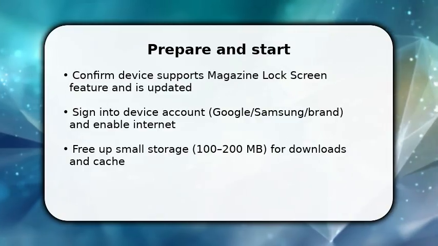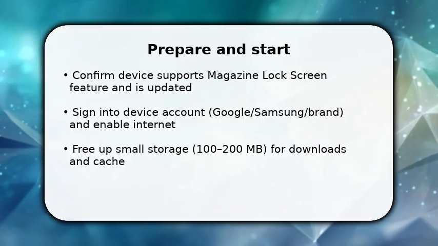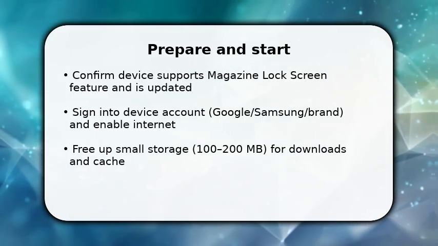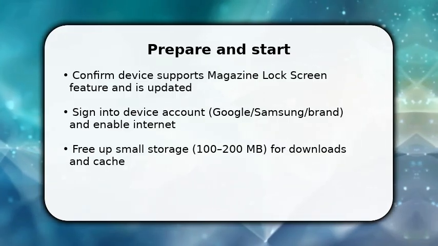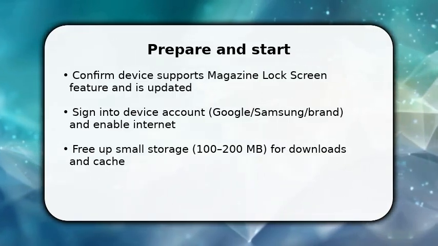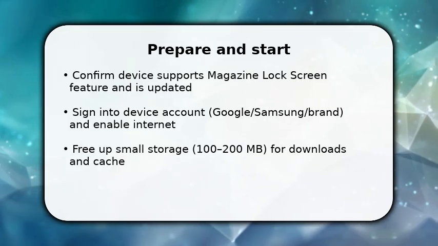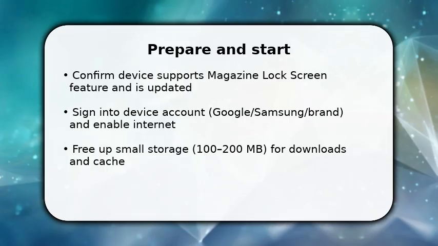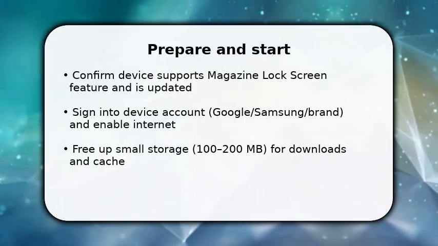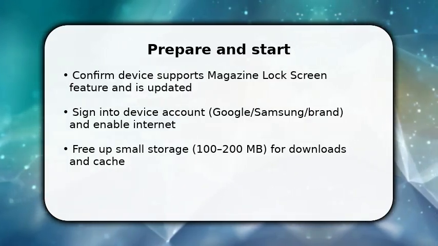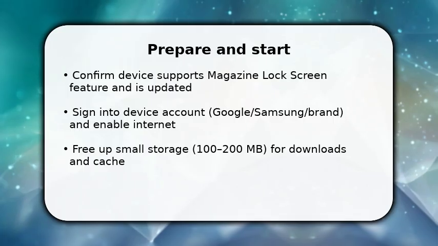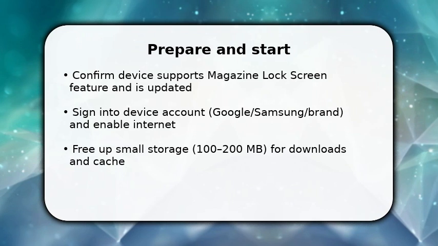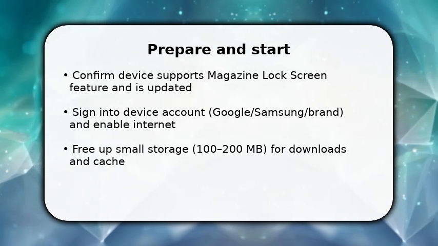You have what you need. Start now by confirming your phone model supports the magazine lock screen and is on the latest system update. Once done, sign into the device account tied to wallpapers and themes and connect to Wi-Fi so downloads don't choose cellular data. Make sure you clear a little storage, about 100 to 200 MB, so the app and images can cache. Finally, open Settings and go straight to Lock Screen Options to begin the enablement process without delay.